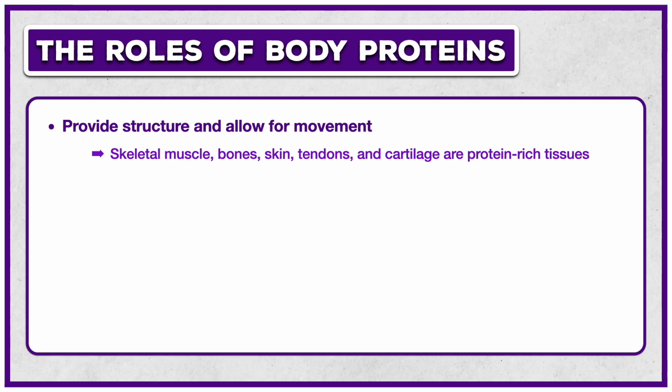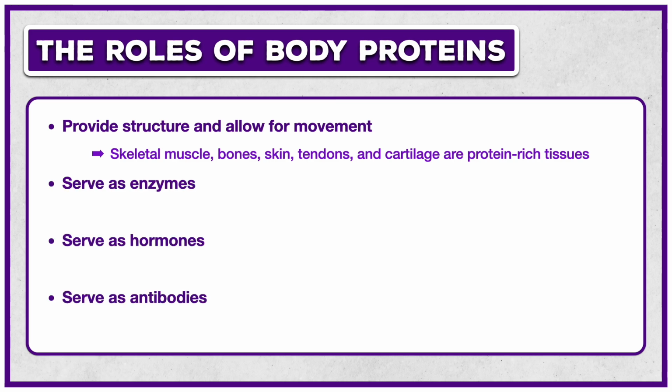Body proteins provide structure and allow for movement. Skeletal muscle, bones, skin, tendons, and cartilage are protein-rich tissues. Proteins also serve as enzymes, hormones, and antibodies. So far, we have seen enzymes in the context of digestion, splitting compounds so they can be absorbed. However, there are thousands of enzymes that facilitate chemical reactions in the body.